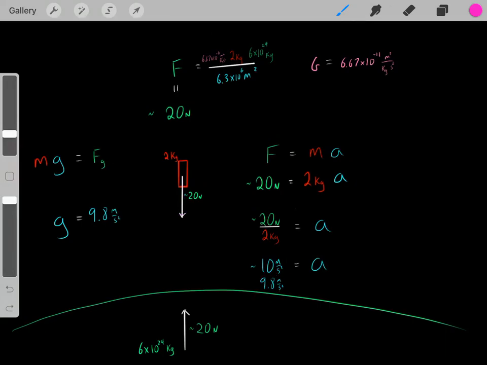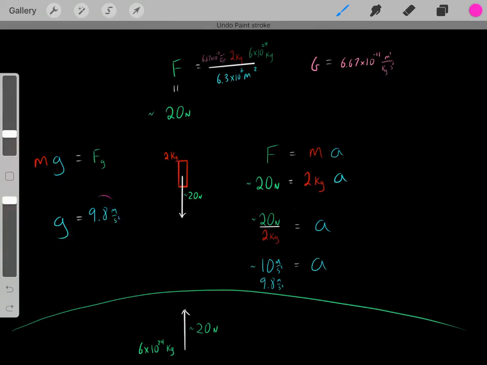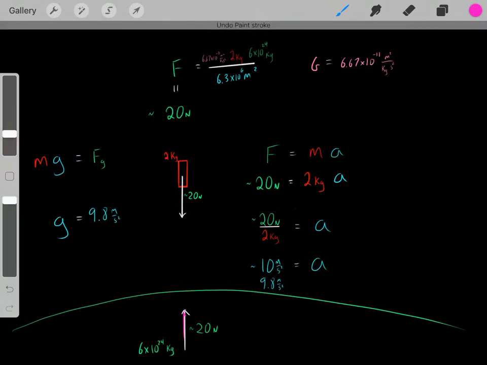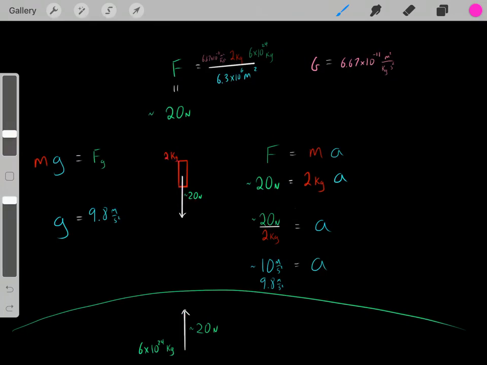And we know this is the acceleration due to gravity. You've probably seen this little g equals 9.8 meters per second squared. And this is the acceleration that all objects feel due to this force of gravity. So the point is, objects with masses feel these attractive forces. And these attractive forces are the force of gravity. This 20 Newton force is the force of gravity.